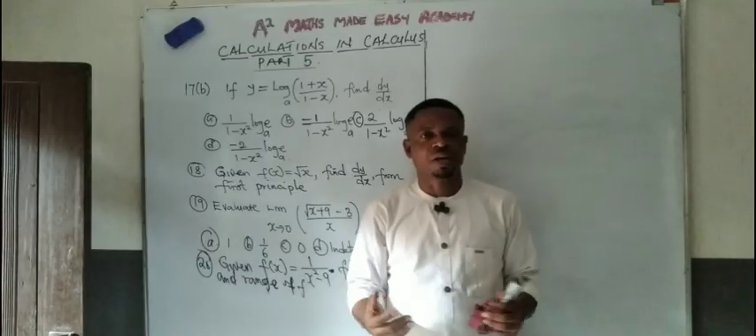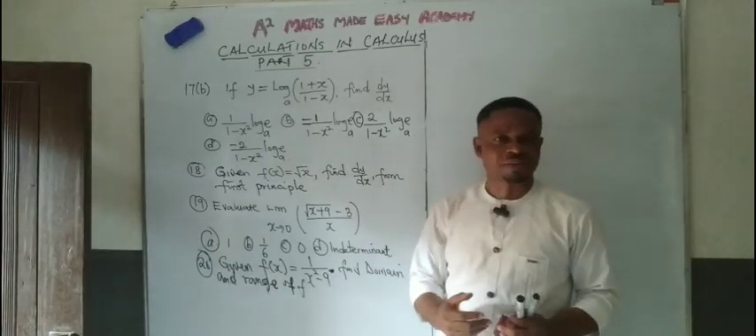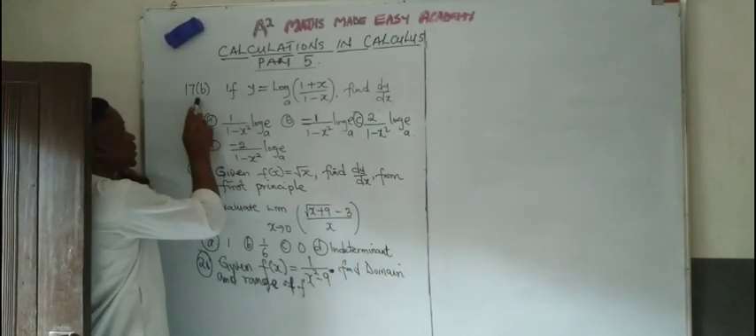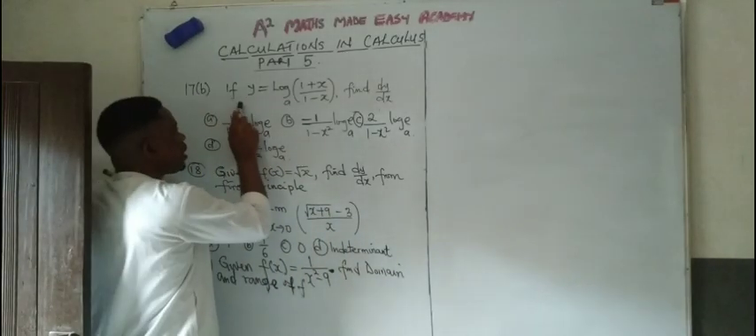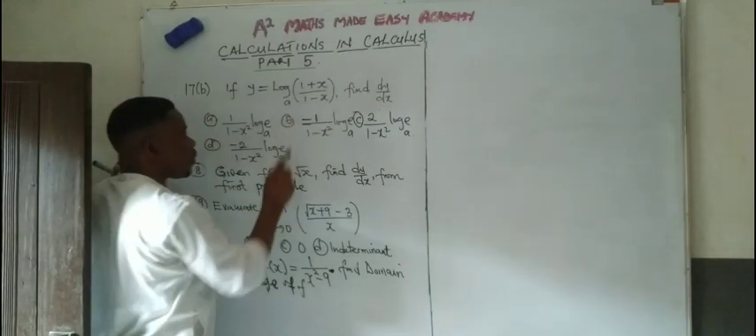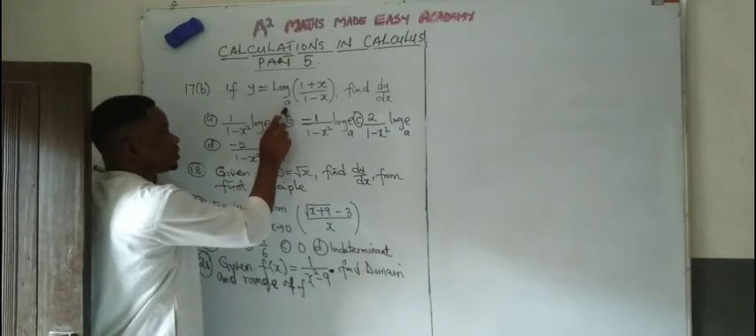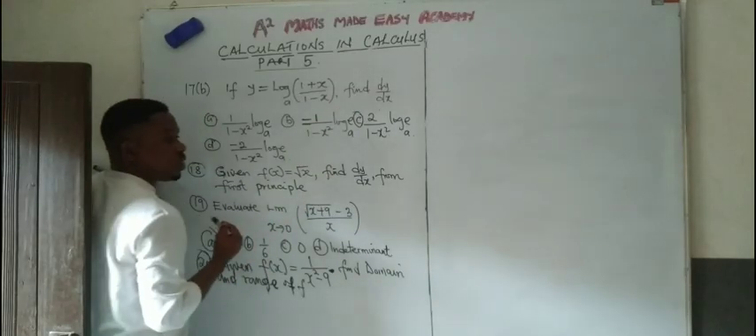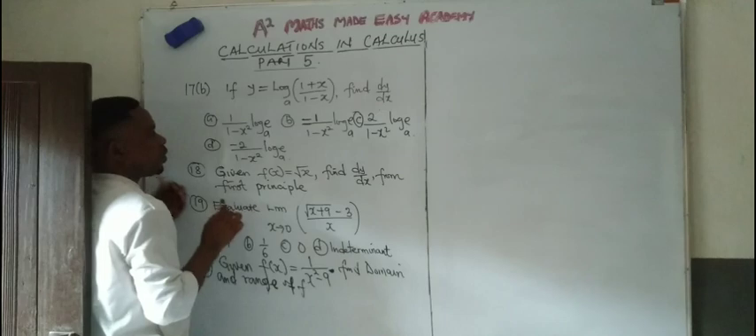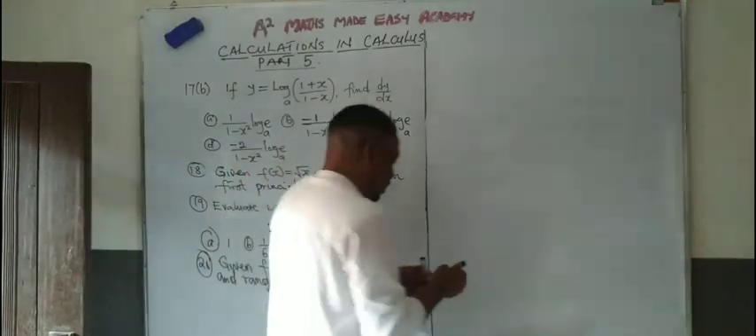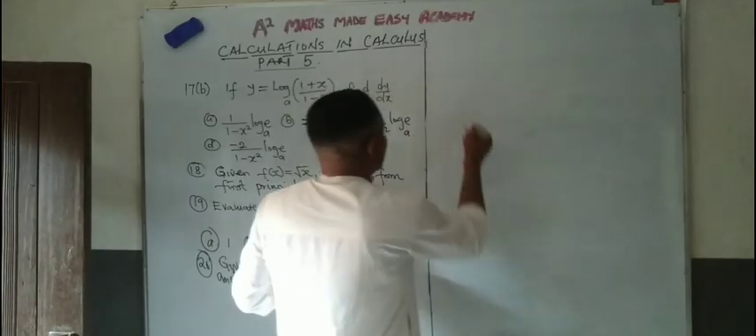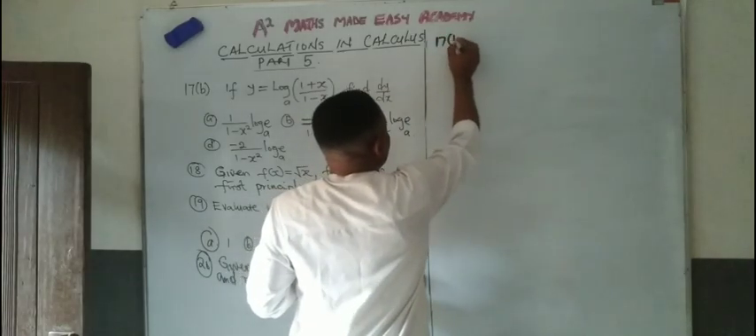Can we continue now? Now, let's take question number 17b. The question says, if y is log of 1 plus x all over 1 minus x, base a, find dy over dx. This is called differentiation. Now, these are the options given. What we are going to do here is to use what we call the shortcut method to solve this particular problem. This is 17b, right?